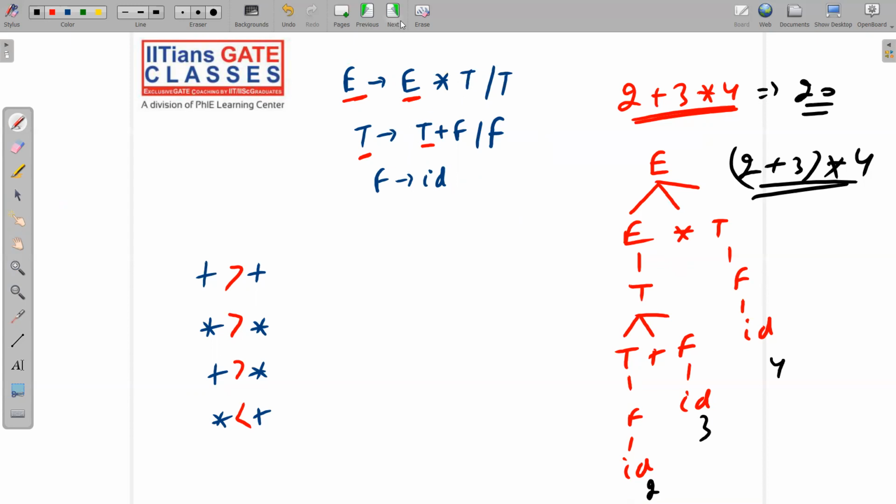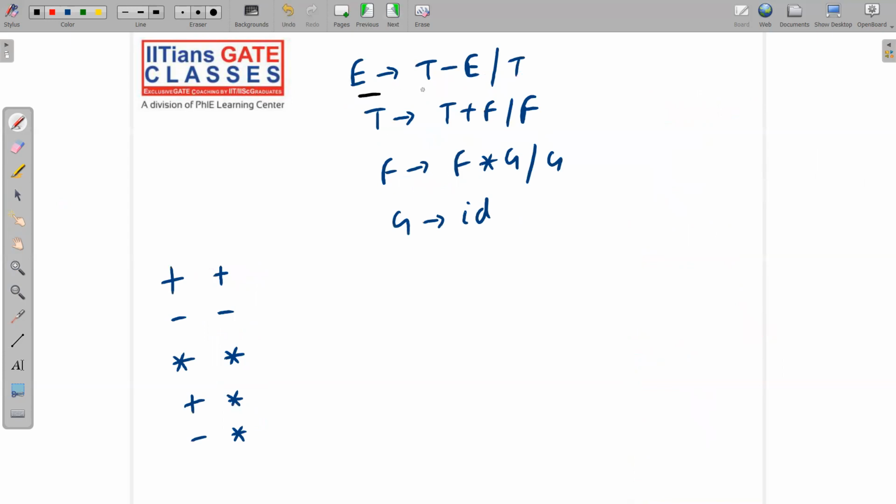Yeah. See the next question. E implies T minus E or T. T implies T plus F or F. F goes to F star G or G. G goes to ID. Again, so now we have 3 operators.